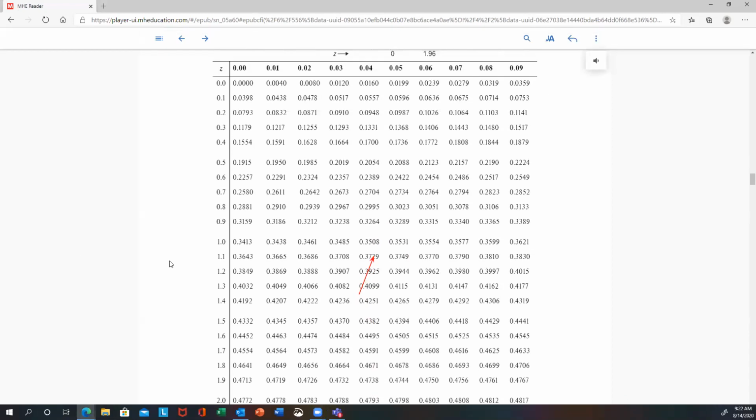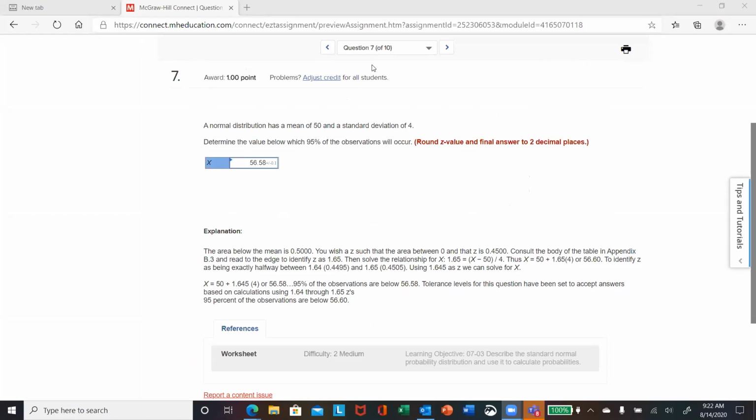but you'll notice 0.45 does not occur exactly in the table. So you just have to use an approximate. In this case, you would just say, well, 0.45 is somewhere between these two areas right here. So use 1.645 as your z value. So once you do that, you just plug it into your equation.